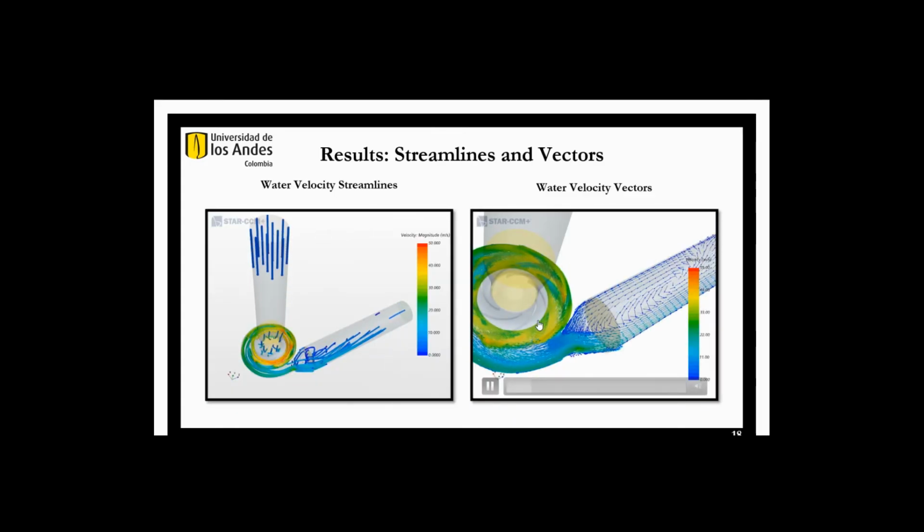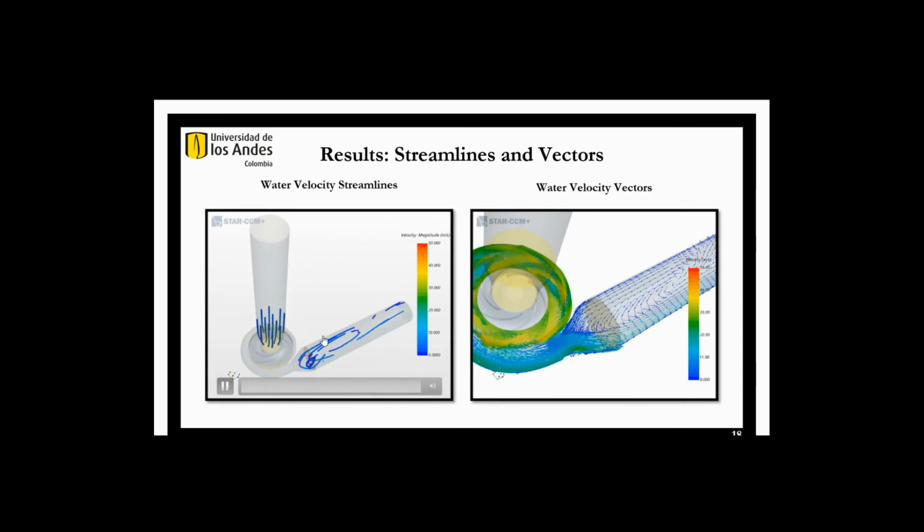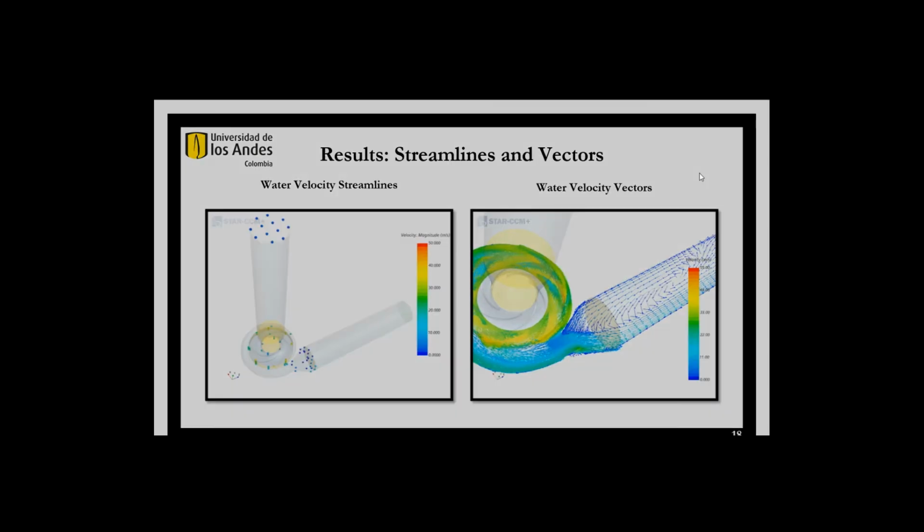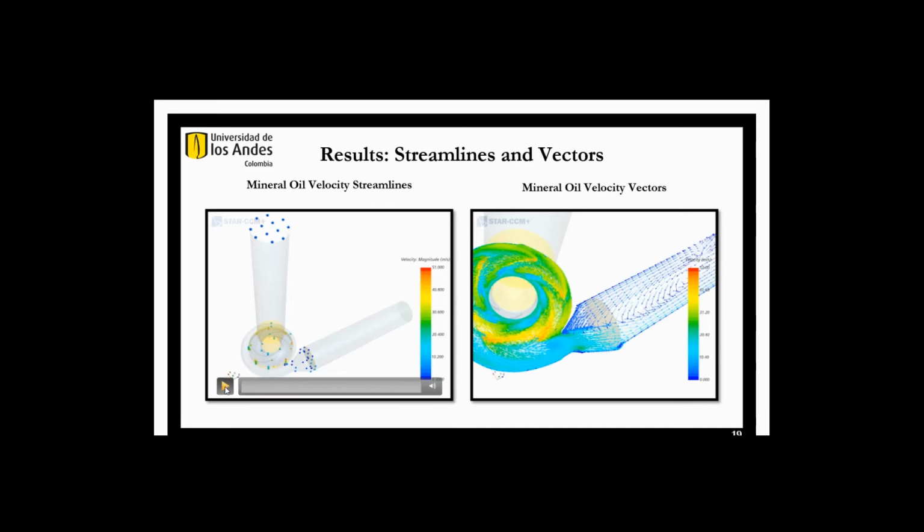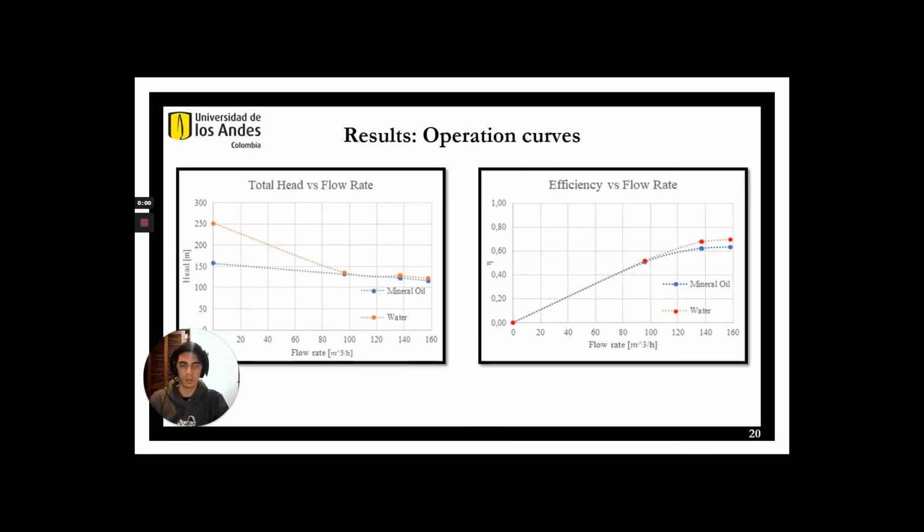The following animation recreates the recirculation phenomenon that occurs in the pump. It's important, again, to propose decreasing the rotation speed and improving the geometry in the tongue of the pump. This was for the water, this is for the mineral oil.